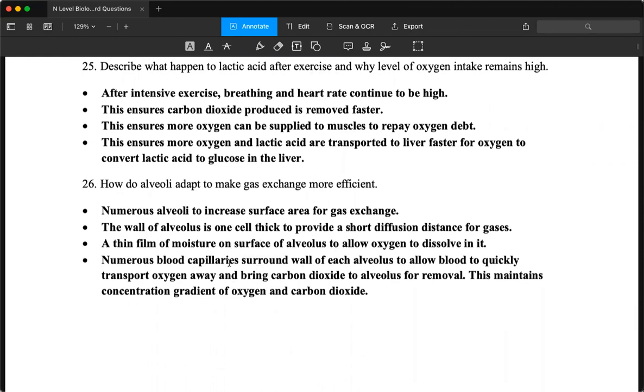Adaptation of the alveoli, I will just talk about any two. For example, numerous alveoli to increase surface area, as well as one cell thick wall to provide short diffusion distance.